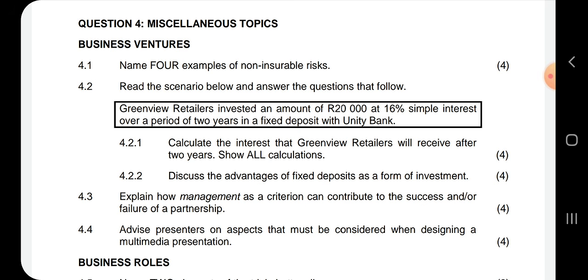Greenview retailers invested an amount of 20,000 rand at 16% simple interest over a period of 2 years in a fixed deposit with Unity Bank. Calculate the interest that Greenview retailers will receive after 2 years. Show all calculations. Discuss the advantages of a fixed deposit as a form of investment. Explain how management as a criterion can contribute to the success or the failure of a partnership. Management. Advise presenters on aspects that must be considered when designing a multimedia presentation.